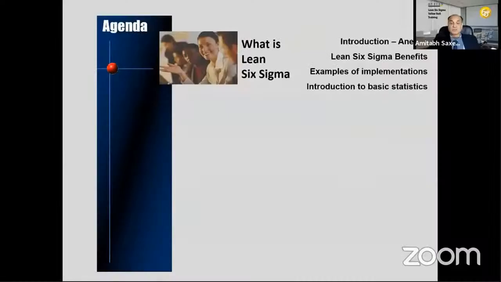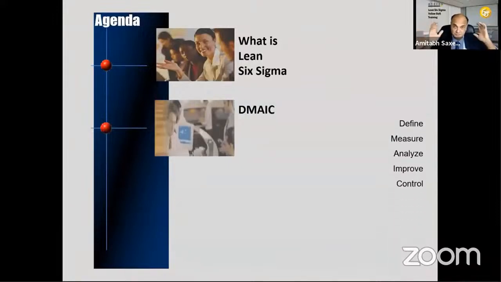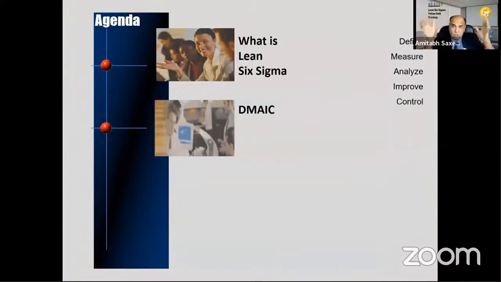Examples of implementations. We'll give you some examples to help you understand how Lean Six Sigma is implemented in your organization. Usually, we need to understand the sequence, and I'll give you the sequence of implementation of Lean and Six Sigma in any organization by giving examples of 4 or 5 organizations. So first stage, I'll take another example, but the flow of Lean Six Sigma implementation will be clear to you.